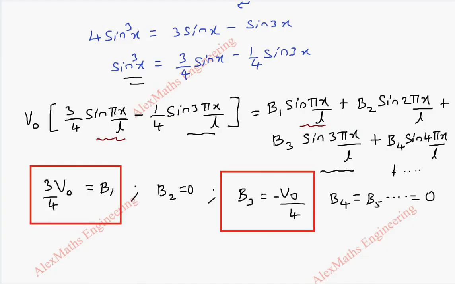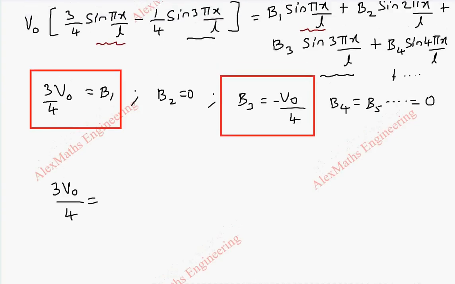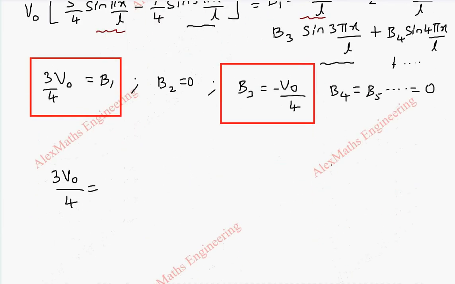So now we can find C1 and C3 from this. So 3 V0 by 4 is B1, but what is the relation between B1 and C1? So we have to take from here. In place of this B1, I can put C1 n pi a by L. So this is C1 into n pi a by L. Similarly, B3 is C3 n pi a by L, which is minus V0 by 4.